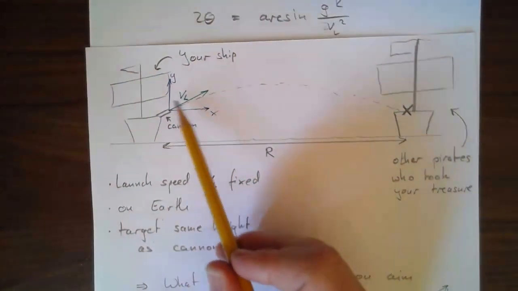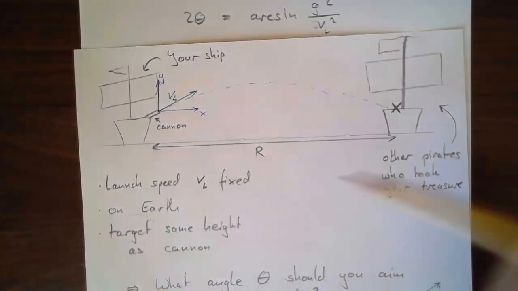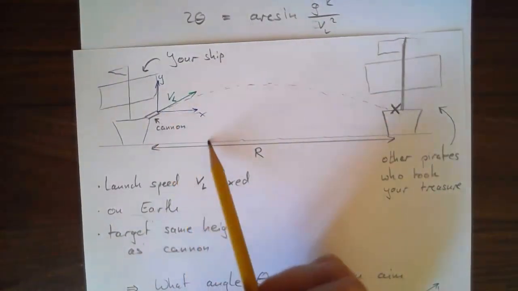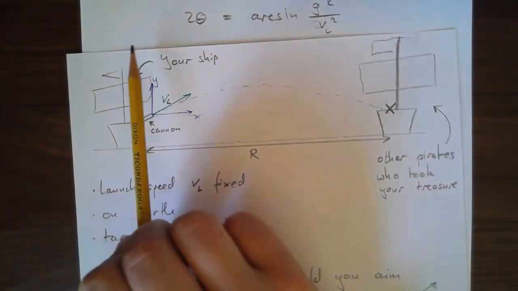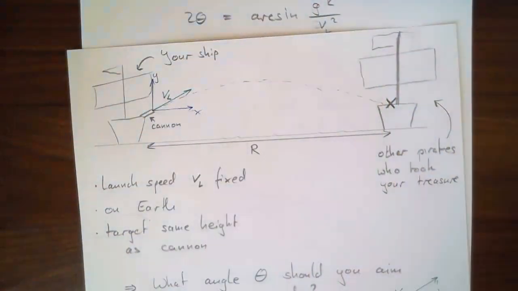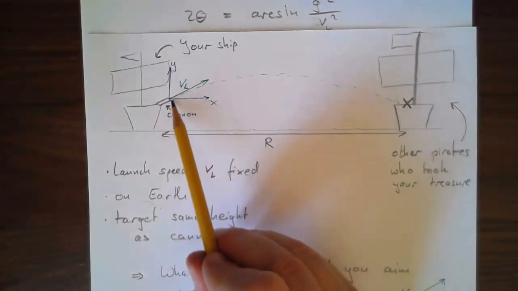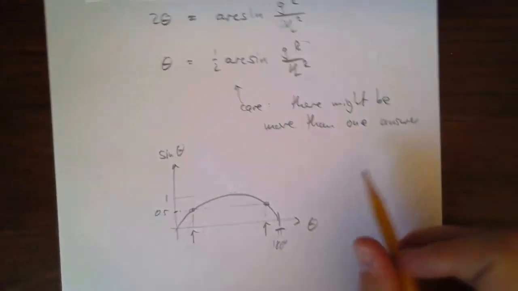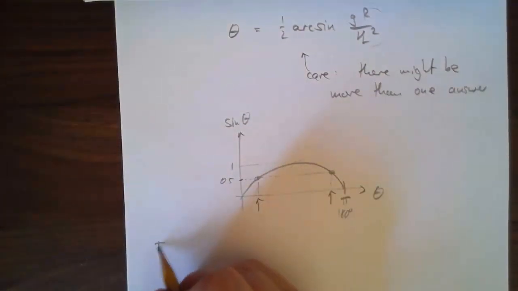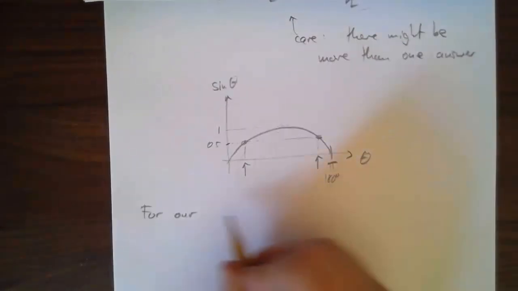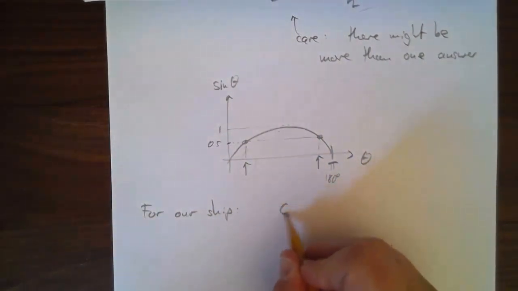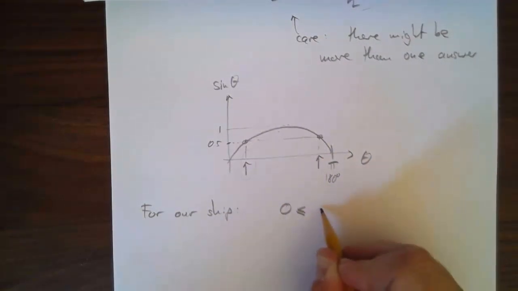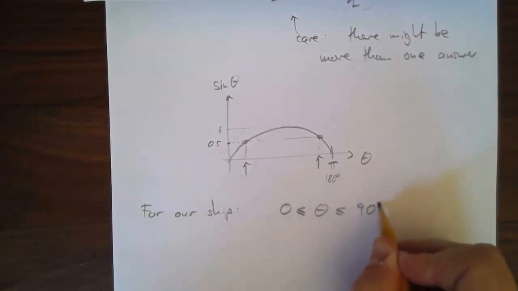Well, our angle is definitely going to be between 0 and 90. Right? It's not going to be less than 0. That's like shooting downwards, probably not going to work. It'd never go back up. Probably not backwards either, not more than 90, like shooting this way won't hit that ship no matter what. So theta is going to be somewhere between 0 and 90 degrees. And just remember, we're doing physics, not just math. So for our ship, we have that 0 is smaller or equal to theta, smaller or equal to 90 degrees.